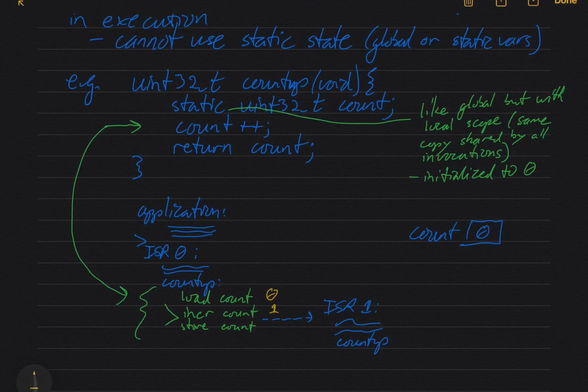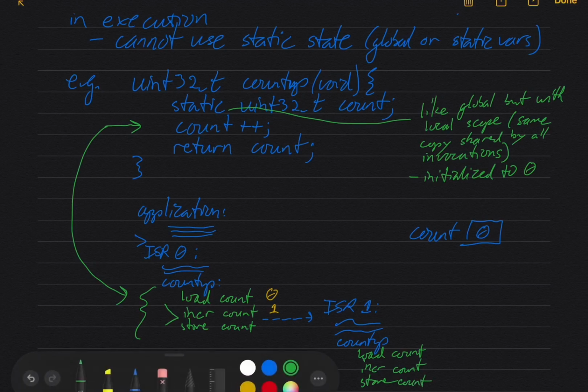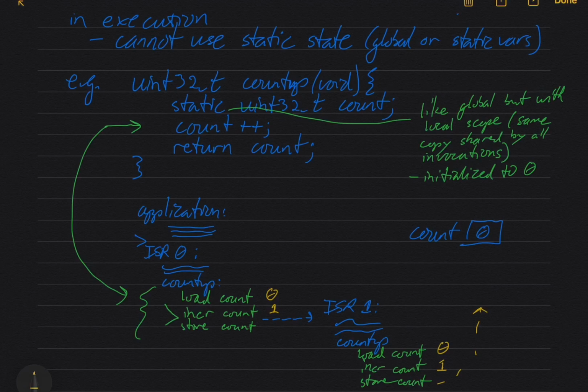So now ISR 1 is running, and it's going to load count, and the count has not changed in memory, and then it will increment the count, and then it will store the count. So it loads a 0, it increments it, and then it stores it up here, so count now becomes 1.